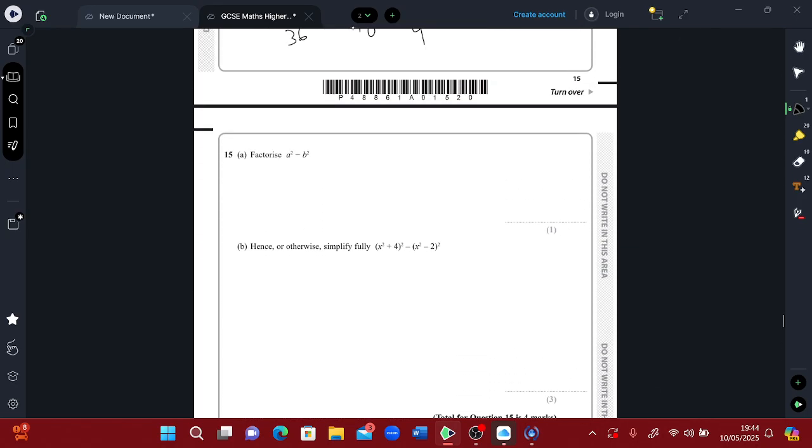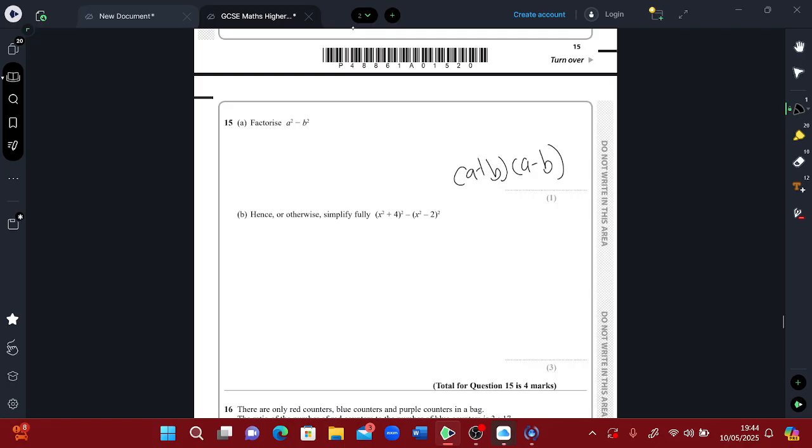Okay, some more algebra. Factorize a squared minus b squared. This is the difference of two squares, where a and b are squared here. So this is simply going to be a plus b, a minus b. If you expand it, you'll get this back, so just double check your answer. But you need to recognize it's the difference of two squares.